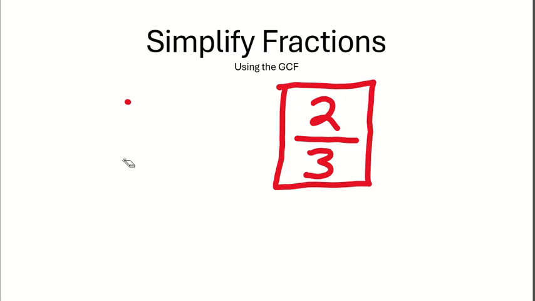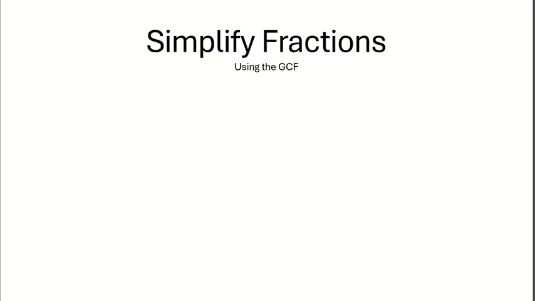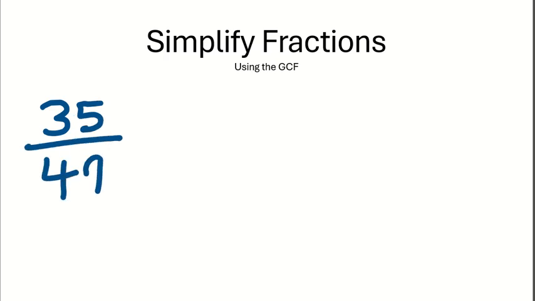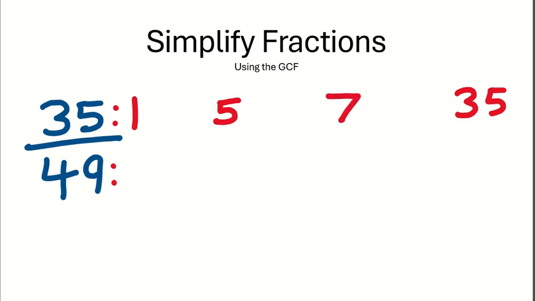What if I were to have a fraction like this? 35/49. Well, I need to list the factor pairs. 1 times 35 is 35. 2 won't go into 35. 3 won't go into 35. 4 won't, but 5 will. I know that 5 times 7 is 35.